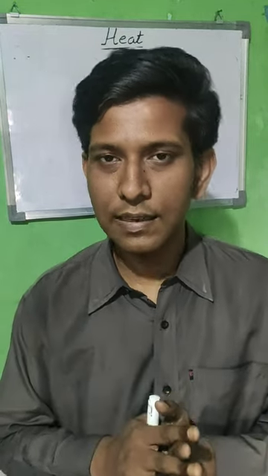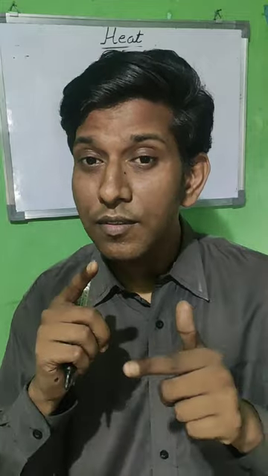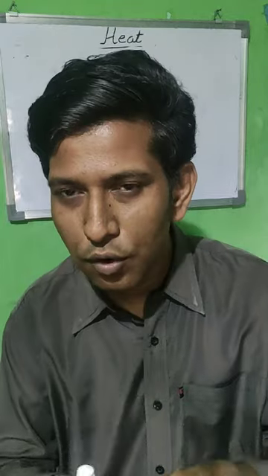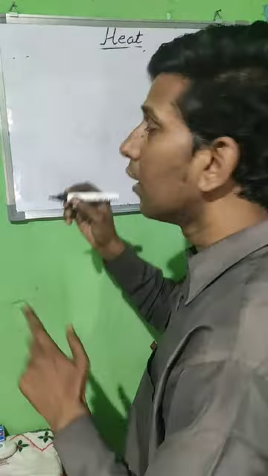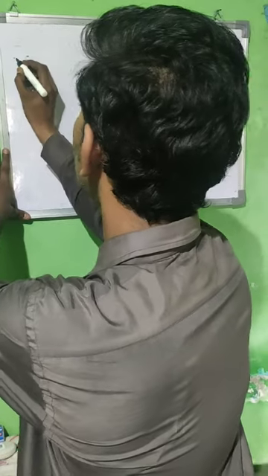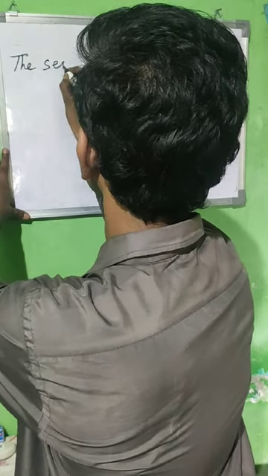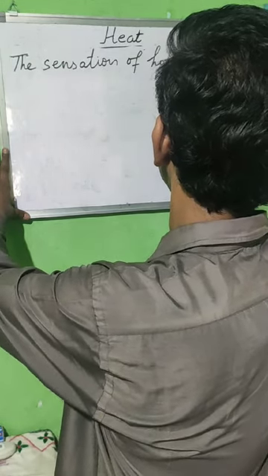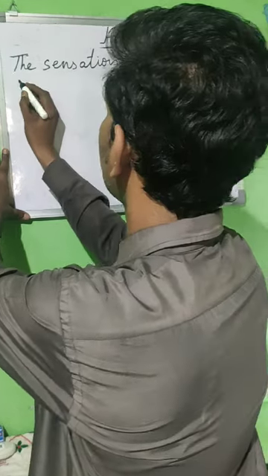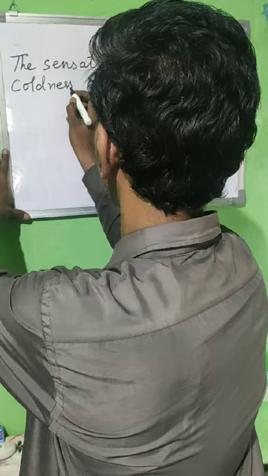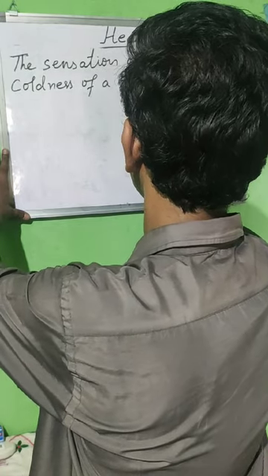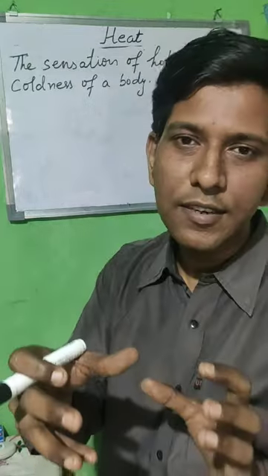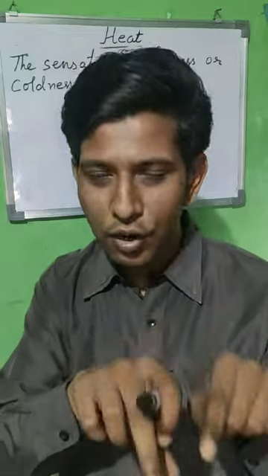Actually heat we cannot see, but heat we can feel when we touch certain things. So what is heat? Heat is the sensation of hotness or coldness of the body. Let's come and try to understand. Heat is what? The sensation of hotness or coldness of a body. Actually heat is transferred from one end to another end, and when we touch certain body we can understand whether the body is hot or cold.